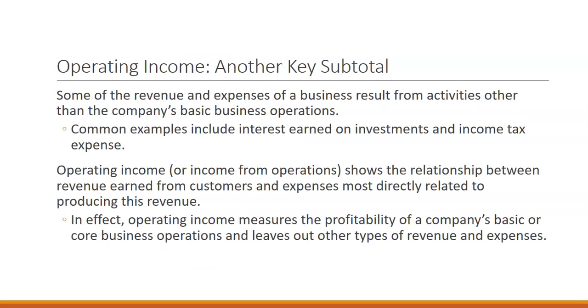So operating income. Operating income is generally our income from operations. So this is before interest, before tax expenses. It's a subtotal where we look at what the company's basic operations are. It leaves out other types of revenue and expenses. So we're just talking here about sales minus cost of goods sold minus operating expenses, and what is left after that.